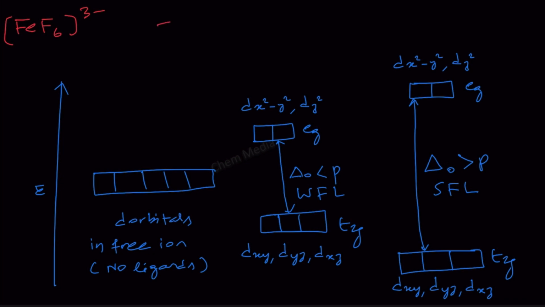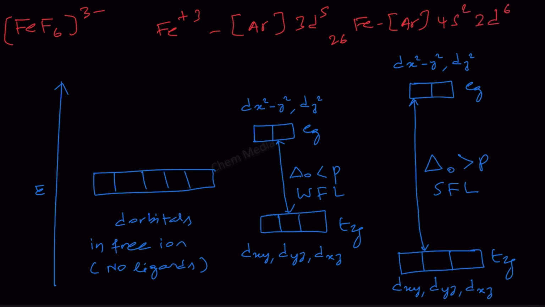Now here Fe is in +3 oxidation state. So the electronic configuration is argon and then 3d5, isn't it? Because when it is neutral, we have 26 electrons. At that time the electronic configuration is argon, that has 18 electrons, and then 4s2 and then 3d6, that is when it has 26 electrons. But now we don't have 26 electrons, we have only 23 electrons, because when it is in +3 oxidation state we will have only 23 electrons.